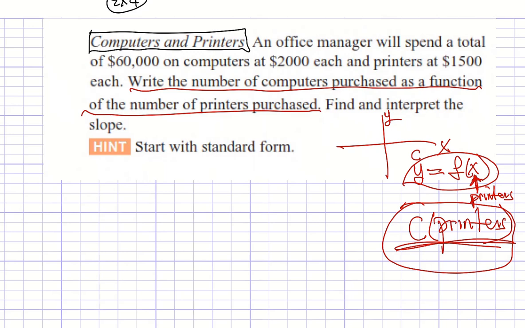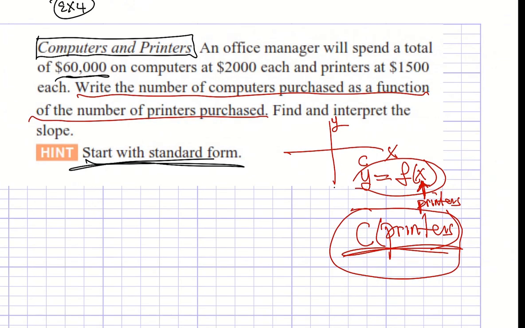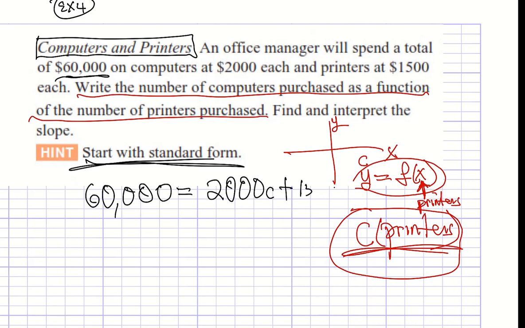Actually, look at the hint they give you. It says start with standard form. So basically, they spend a total of 60,000. And they get per computer 2,000. So let's say computers, and then we'll translate. That's 2,000 times C for computers. And then printers cost 1,500. That's per printer.